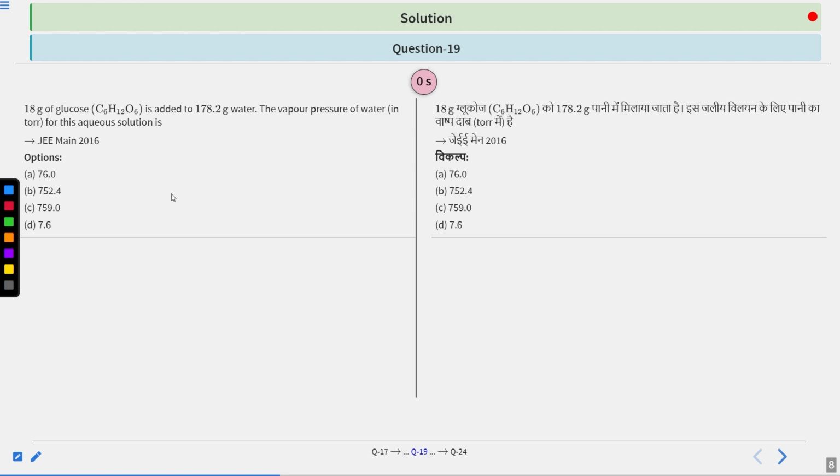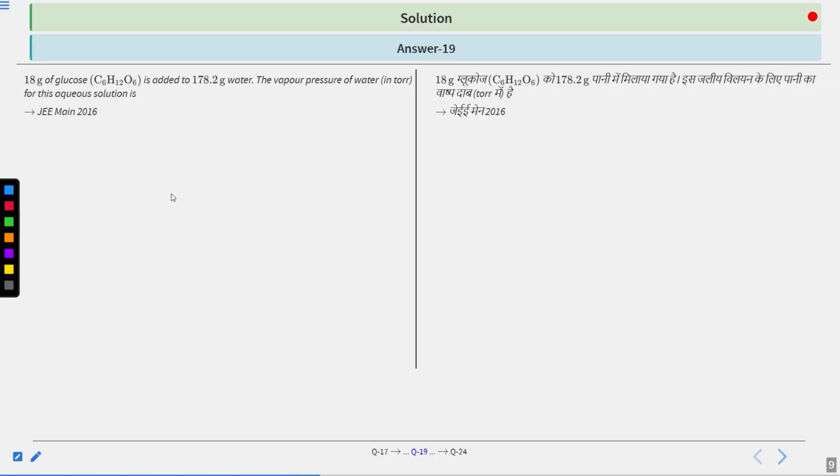So your time is up. Let us see how we can solve it. 18 gram of glucose was added to 178.2 grams of water, and we need the vapor pressure of the water for this aqueous solution. The correct answer is B, and the vapor pressure of pure water will be 760 torr. How will it be 760 torr? Because we are doing this in the open, and it is known that in the open the vapor pressure will be equal to the atmospheric pressure, which is 760.